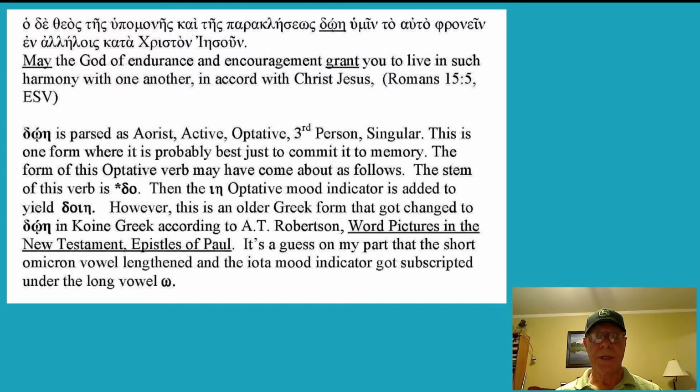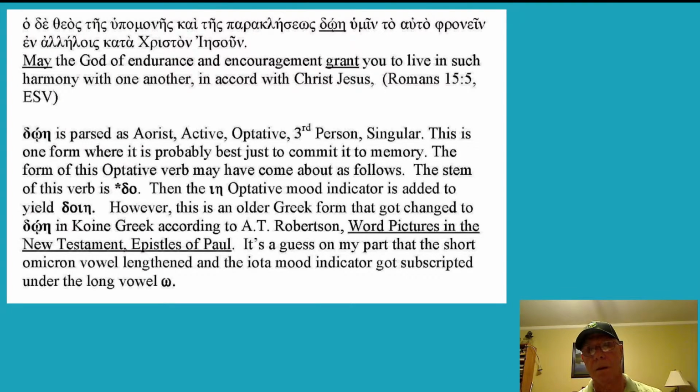Ade theos tis ipomonis ketis parakleseos dai imin ta afta phronin and alilis kata Christoni soon. May the God of endurance and encouragement grant you to live in such harmony with one another in accord with Christ Jesus. The verb dai is parsed as aorist, active, optative, third person singular. This is one form where it's probably best just to commit it to memory.